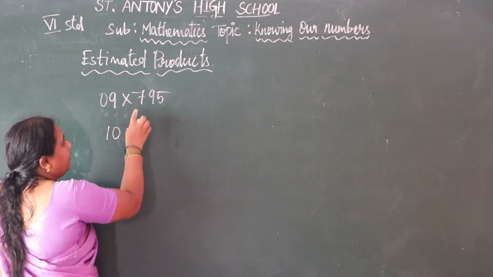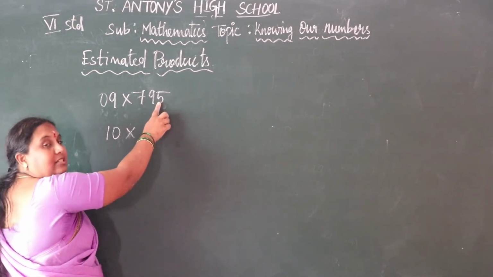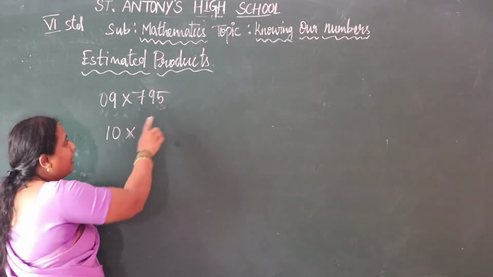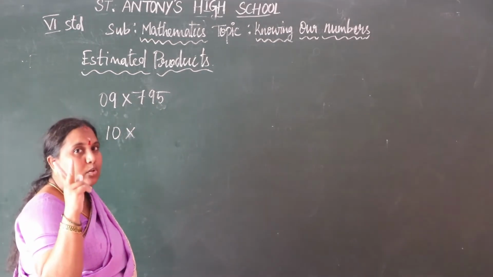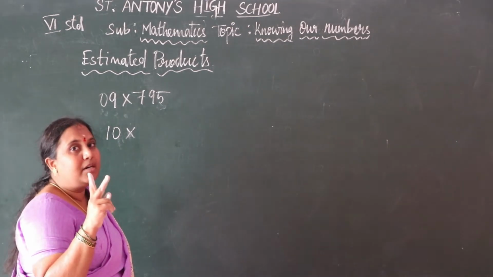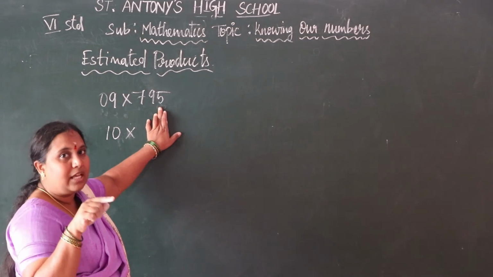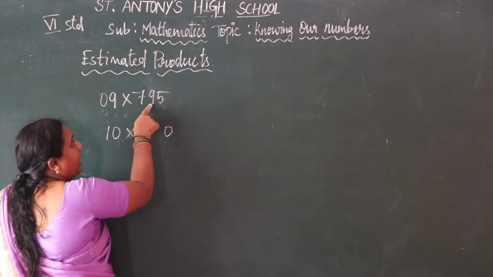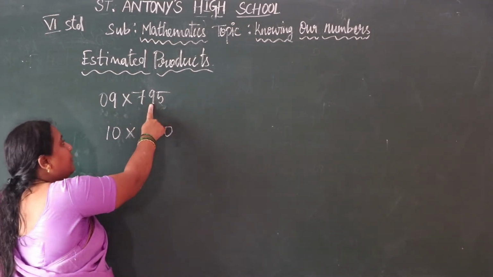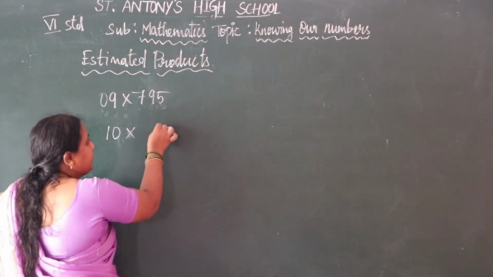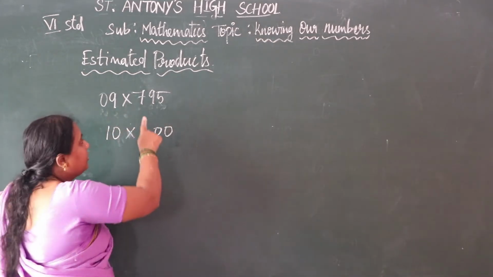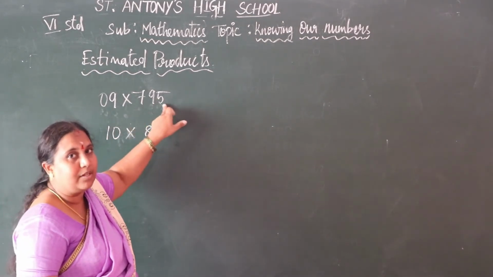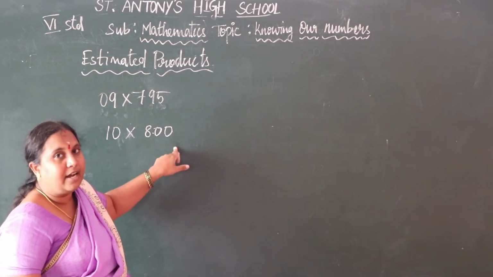Here we have 795. Rounding to the nearest 10, we consider the number in the units place. What is the number in the units place? 5. So 5 comes under rule 2. In rule 2, the number in the units place is rounded off to 0 and we increase the tens place by 1. So in the units place 0, and the tens place 9 increases by 1. 9 plus 1 is 10, so 0 and again 1 carried. 7 plus 1 is 8. So the estimated value of 795 rounded to the nearest 10 is 800.